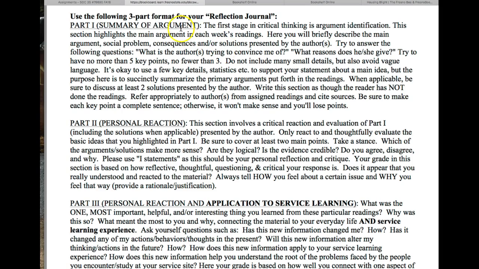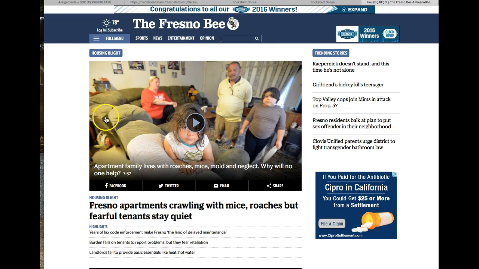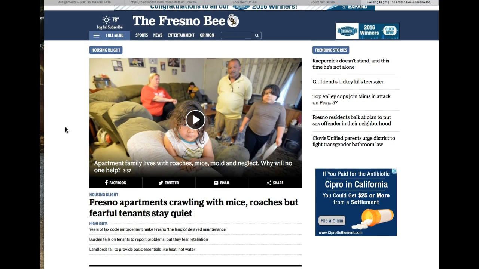And so, just to recap, in part 1, what you're doing is you're summarizing the arguments. So if you were going to summarize some of the arguments from the Fresno Bee's special investigation into slum housing, wow, right here in the title of this article, it says that there are Fresno apartments that are crawling with mice and roaches, but fearful tenants stay quiet. And so the Fresno Bee is making an argument that the reason why tenants don't report is because they're fearful.